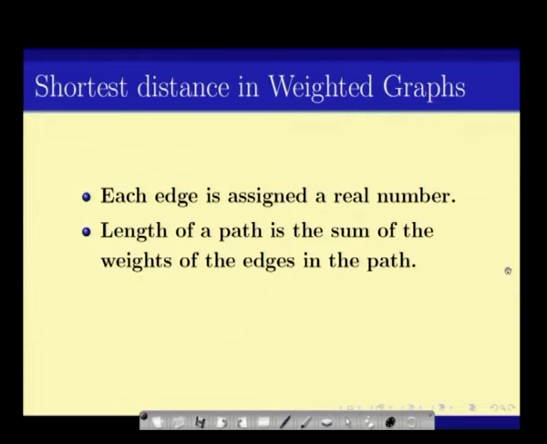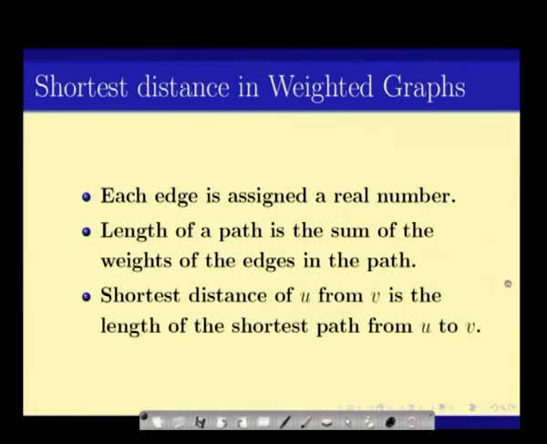And the length of a path from a vertex u to a vertex v is the sum of the weights on each of the edges in the path. And of course, we can say that the shortest distance from u to v is the length of the shortest path.